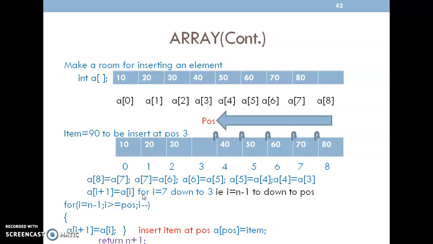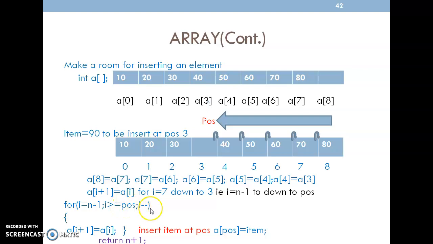Similarly, how many positions do we move down from the last, from i equal to 7? Just look here, from 7 we move to the third position. That is why, if 7 is n minus 1, because there are 8 elements, the value of n is 8. Then 7 down to position 3. So we are decrementing the i value. Initially it is 8. Once we copy the value from 7 to 8, again we decrement, then we copy the value from 6 to 7, like that. So i equal to n minus 1, that is i equal to 7, and i greater than or equal to position, which is 3.